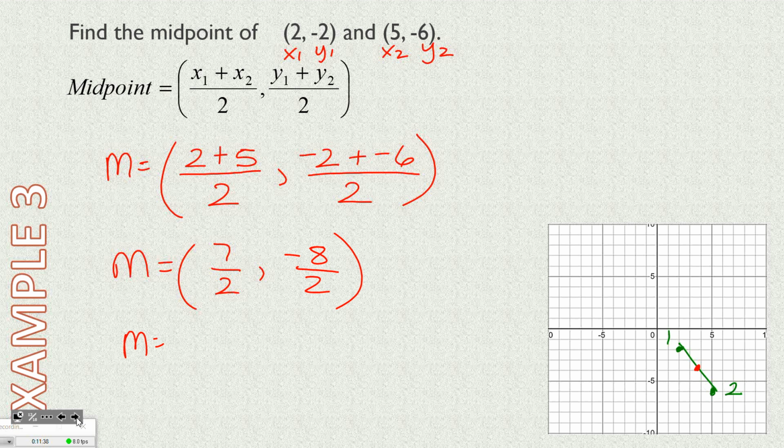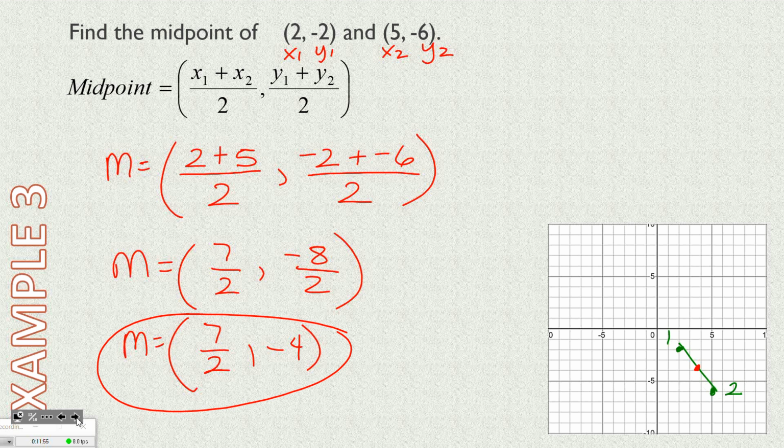And then I can see if I can simplify this anymore. 7 over 2, I can't reduce it or anything. So I'm going to leave it as a fraction, 7 over 2. But negative 8 over 2 is the number negative 4. So the midpoint should be the point 7 over 2 comma negative 4. Now, if I look at this point that I just drew, this red point, I'm off a little. It should probably be more here, but a little bit lower here.